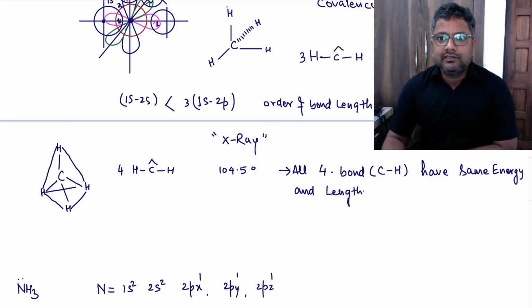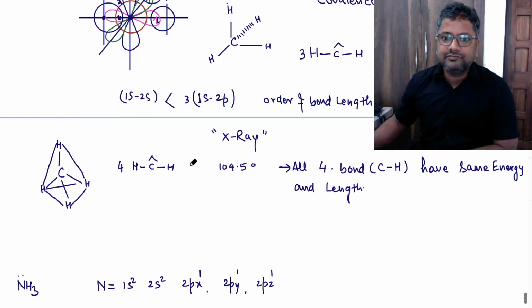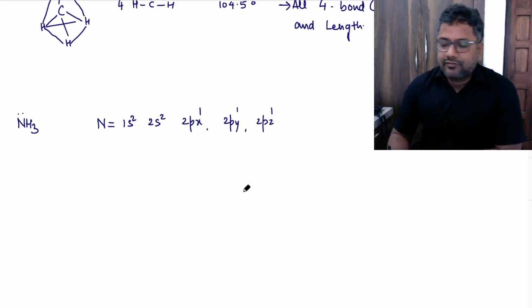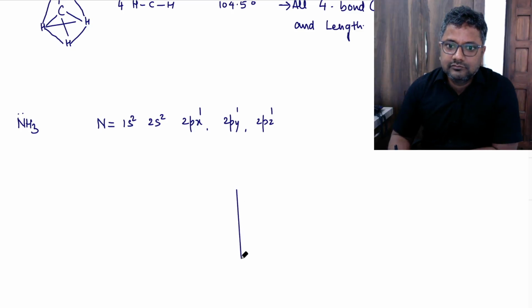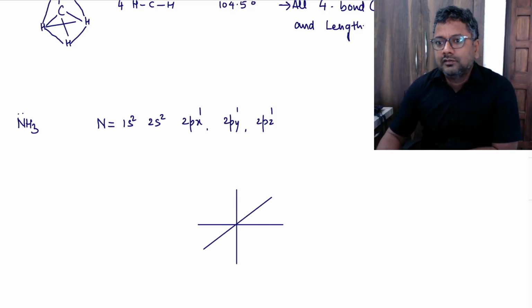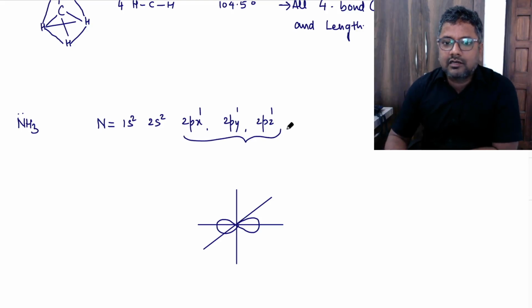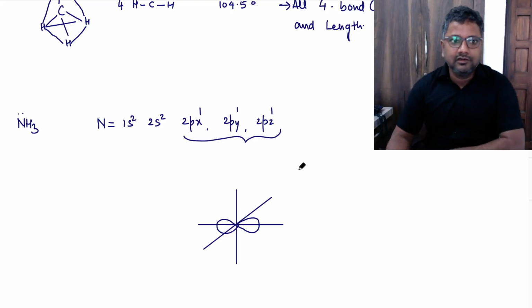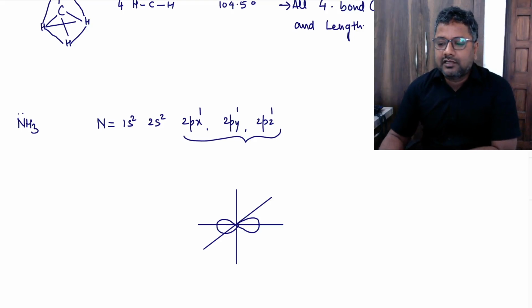But as per VBT, 3 bonds should be at 90 degree and 1 is non-directional, right? Now see in case of nitrogen, these 3 will form the covalent bond because they have unpaired electrons, so they will form the bond.